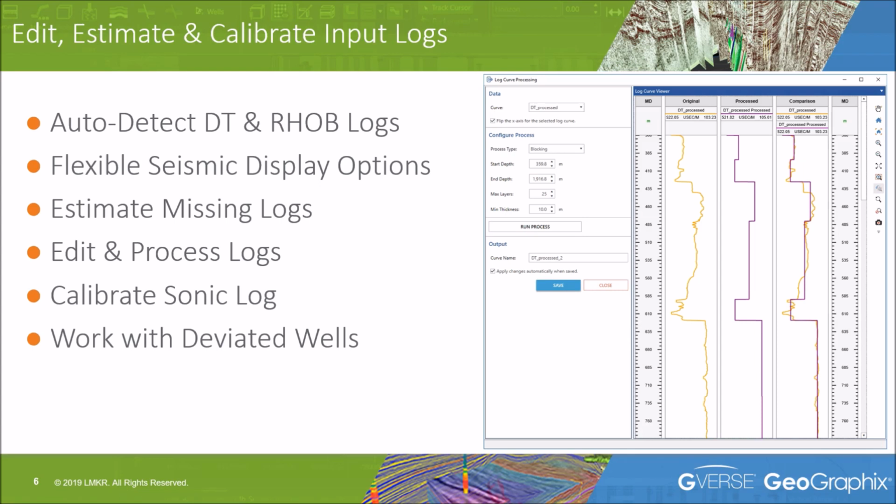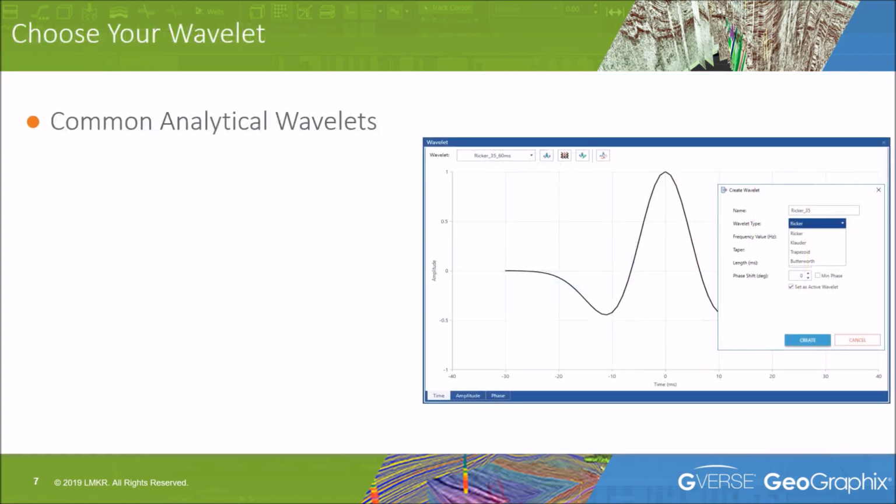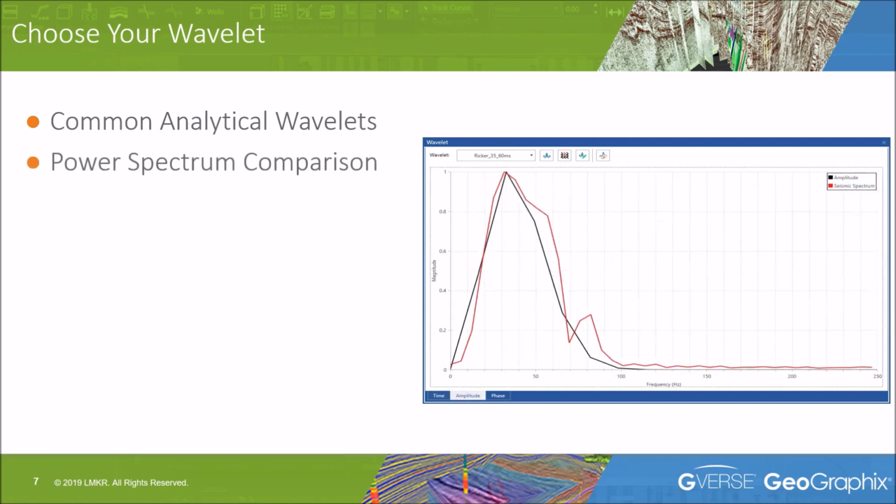The next step is obviously the wavelet. We still have the variety of analytical wavelets that we've always had, and you can of course customize them to more closely match your desired wavelet. We've added a power spectrum tool to help you determine the parameters you want to use for your input wavelets. You can also import wavelets from external sources.